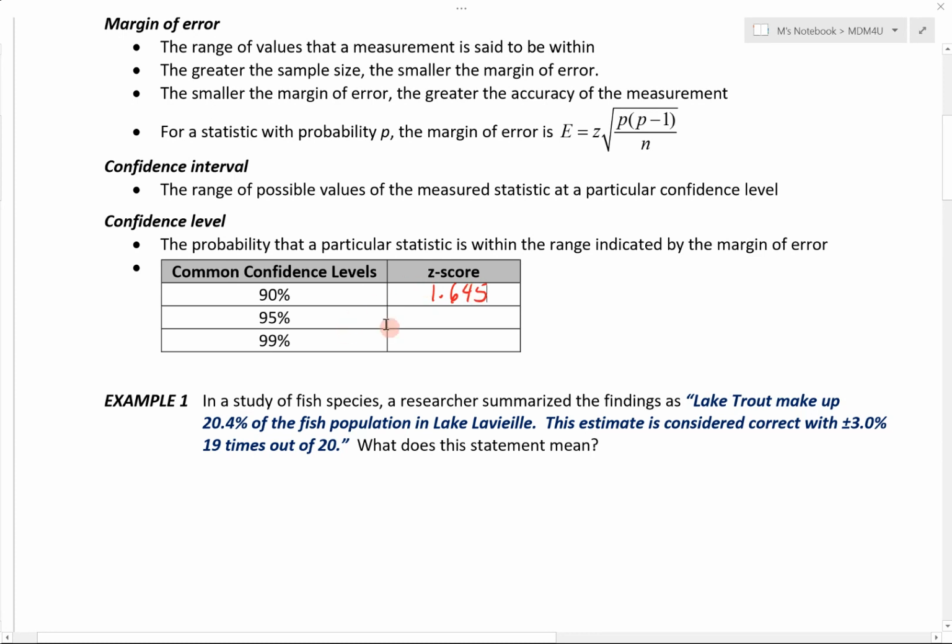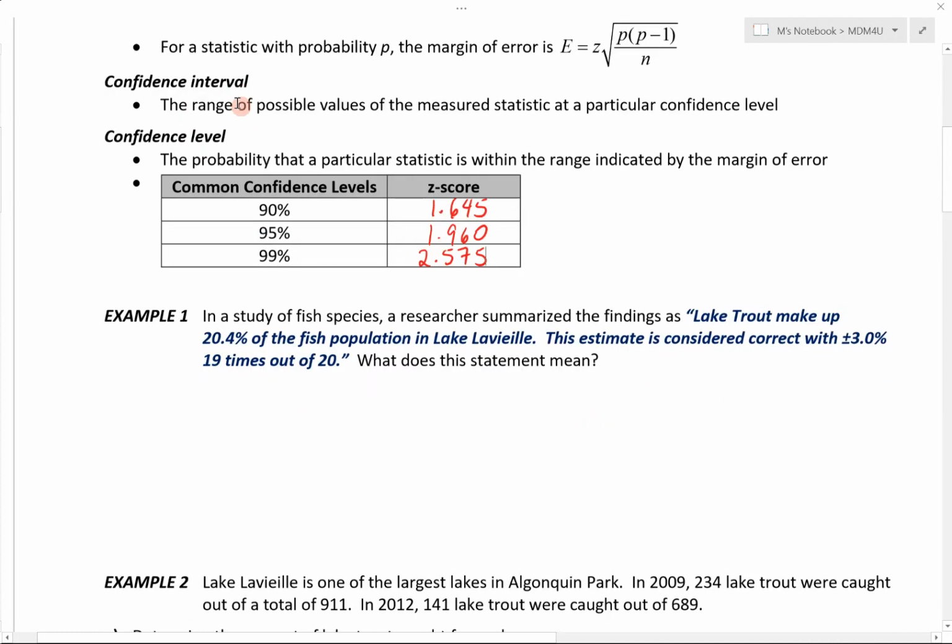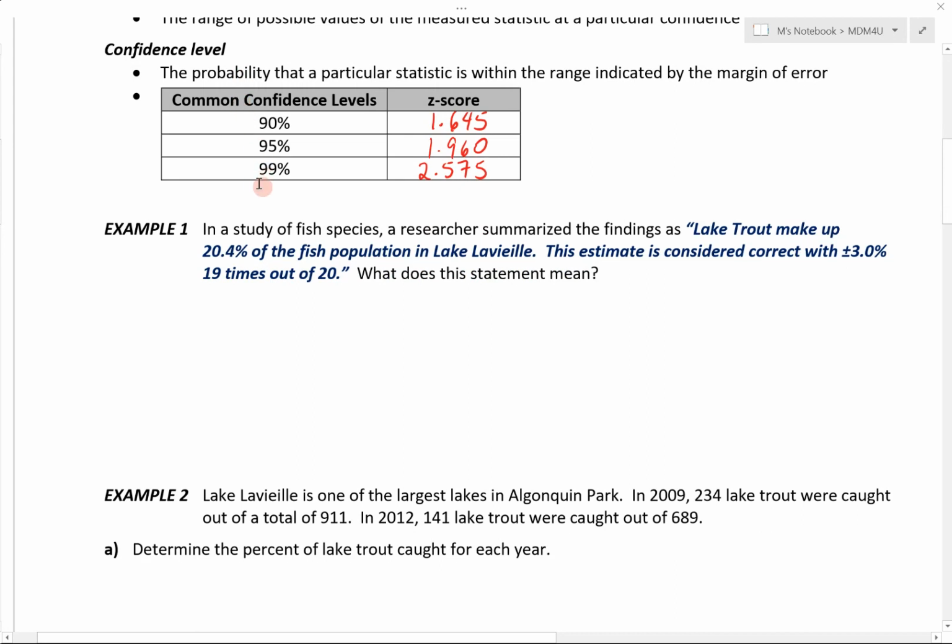The z-score for a 95% confidence level is 1.960, and the z-score for a 99% confidence level is 2.575. Okay, it's going to become clear what margin of error and these confidence intervals and levels are when we do a few examples. So example number 1.